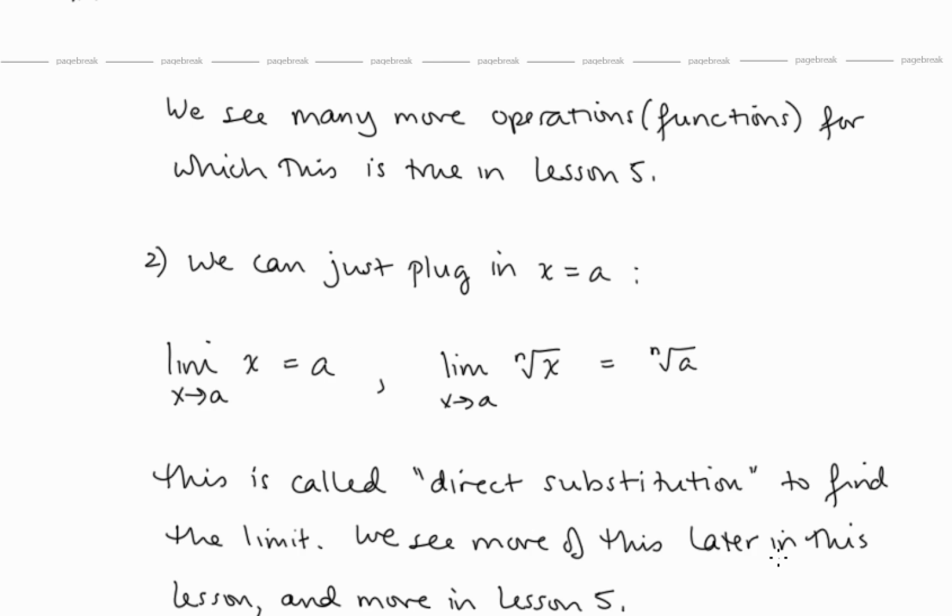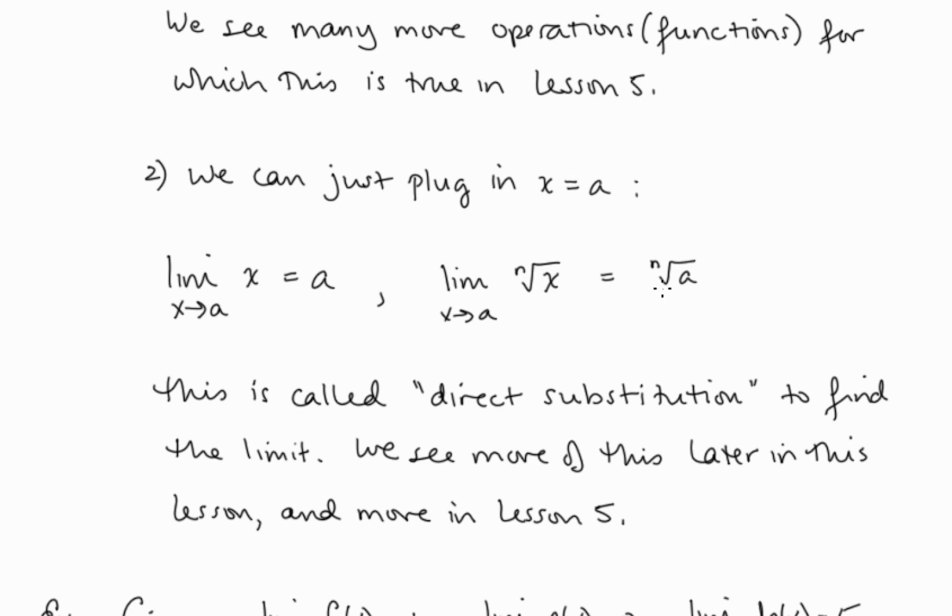Another idea that we saw here is that we can just plug in x equals a. Here we had the limit as x goes to a of x is equal to a. The limit as x goes to a of the nth root of x is the nth root of a. This is called direct substitution to find the limit. And we're going to see more of this later in this lesson and also more in Lesson 5.